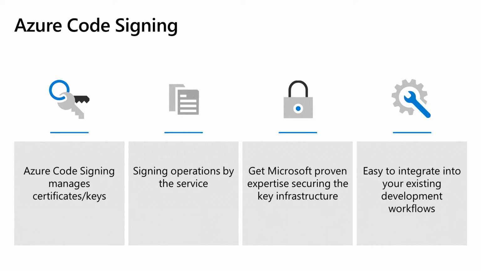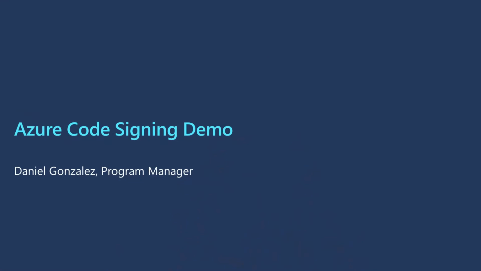Introducing Azure Code Signing. Azure Code Signing manages your certificates and keys on your behalf. All you really need is to have a signer role. So as a developer or an IT pro, the service will sign for you. You get to use Microsoft's proven expertise when it comes to key infrastructure, and it's easy to adopt, and it will integrate with your existing tool sets. So now I'm going to hand it over to Daniel, who's going to walk us through the Azure Code Signing experience.